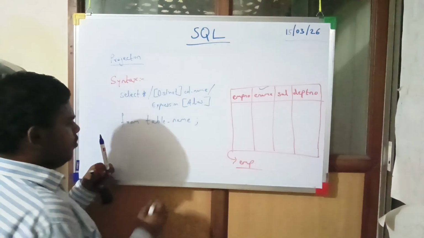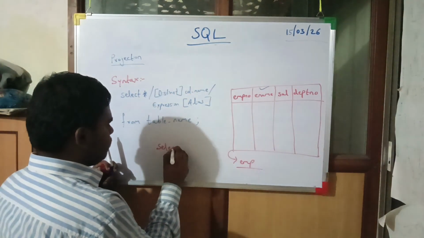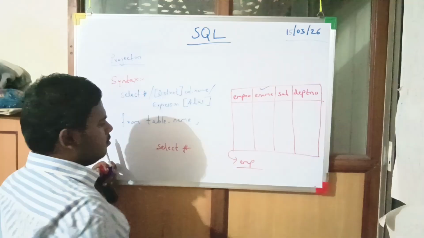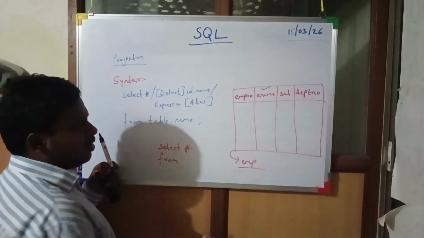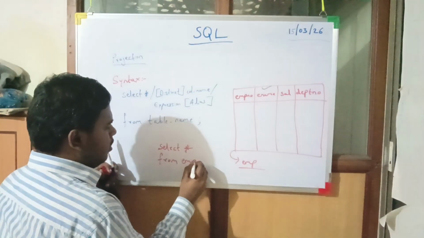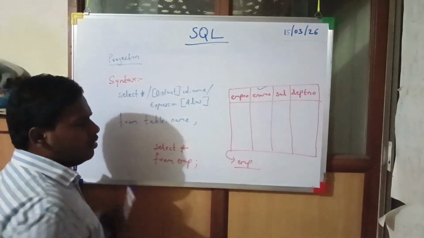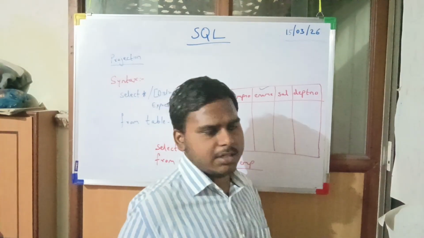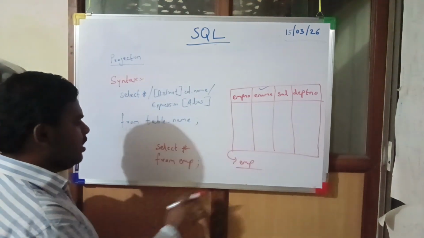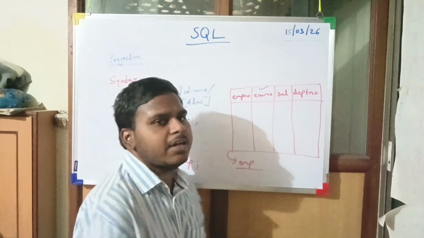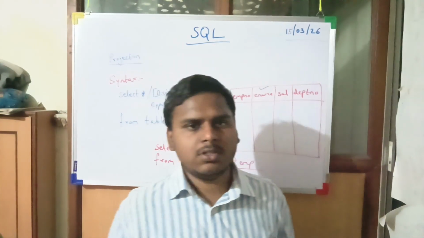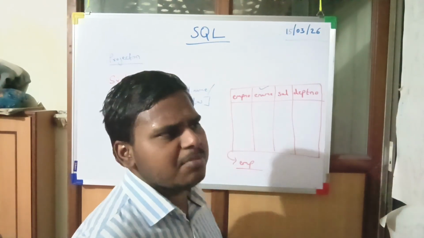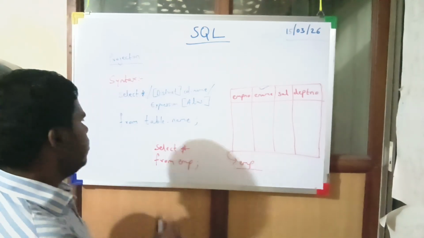If I write a query like this: select asterisk from, the syntax is what? Table name. What is the table name? EMP. Semicolon is just to show that the query has ended. So if I write this query, select asterisk from EMP, the whole table will get displayed. The entire table, or you can say all columns, will get displayed. That is the role of asterisk, just to display all the columns.